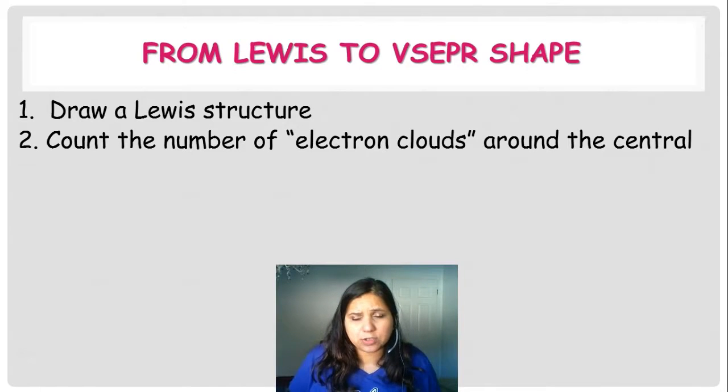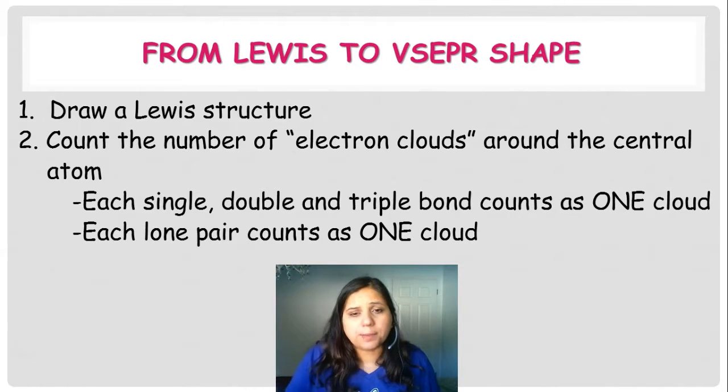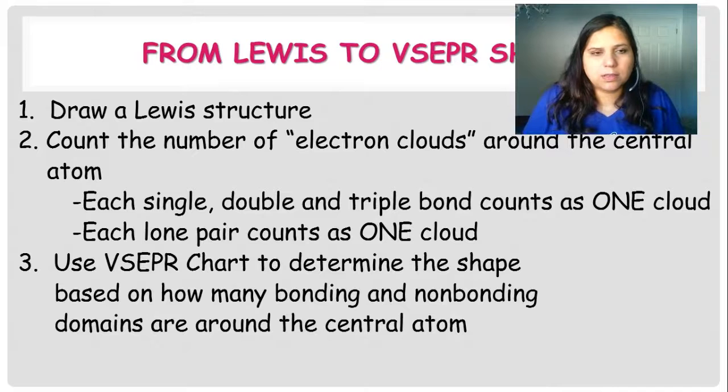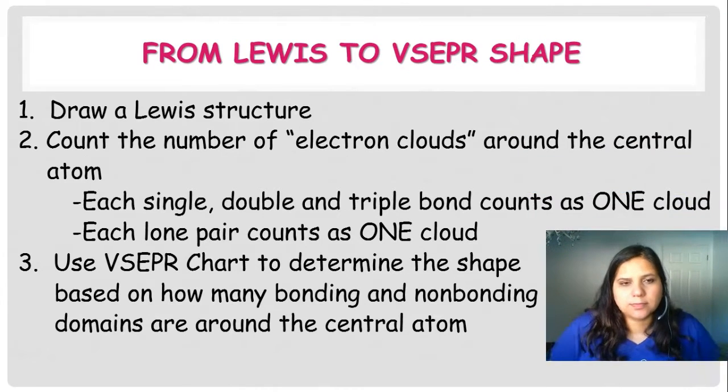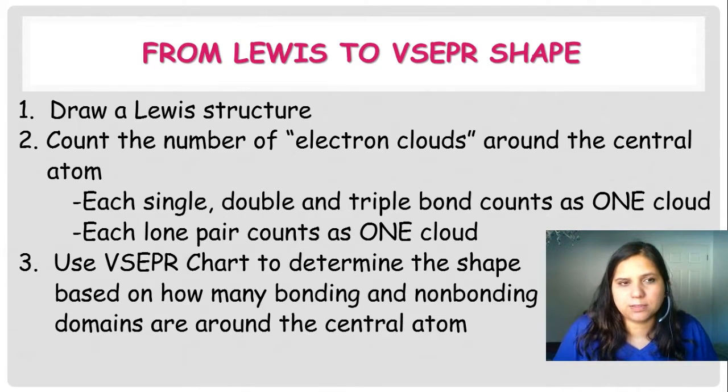Count the number of electron clouds around the central atom. The way this works is a cloud counts as a single bond, or even a double bond, or triple bond, or a pair of electrons. Those all count as one cloud. And then we'll use the chart to determine the shape. We'll do that by looking at how many bonding and how many non-bonding pairs we have around that central atom.